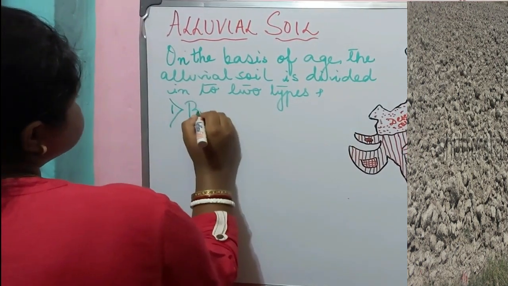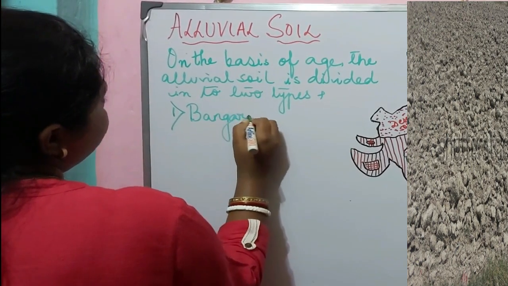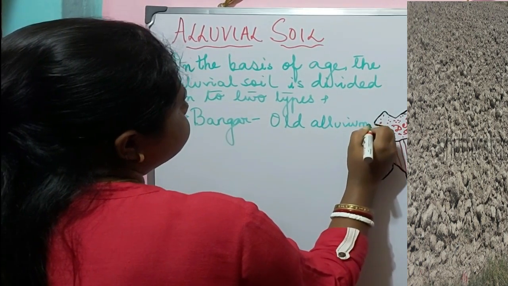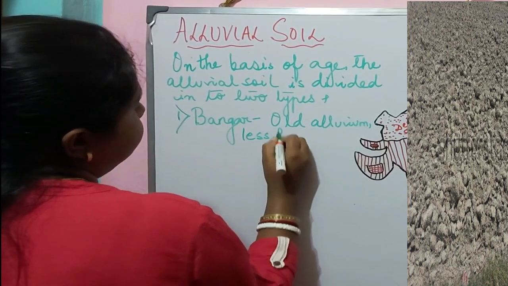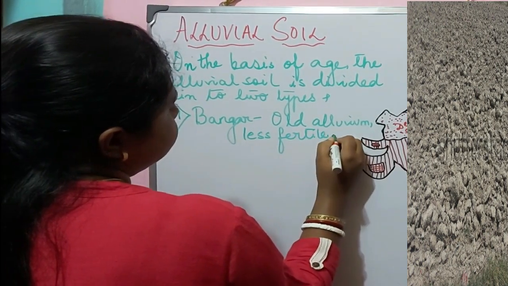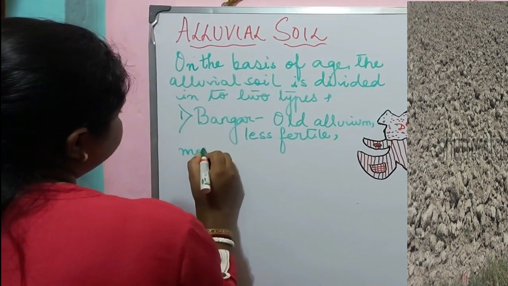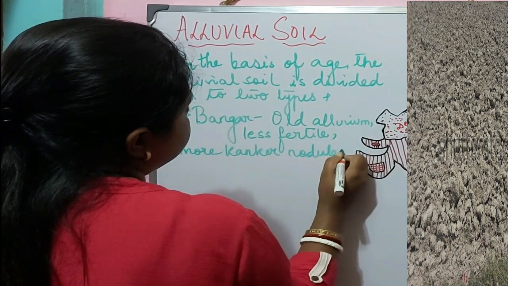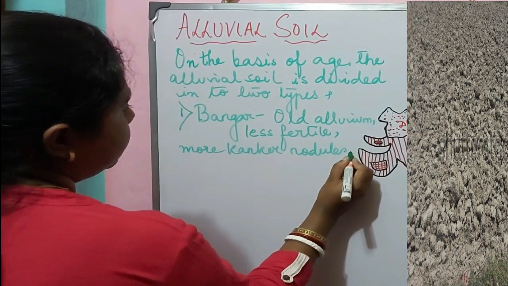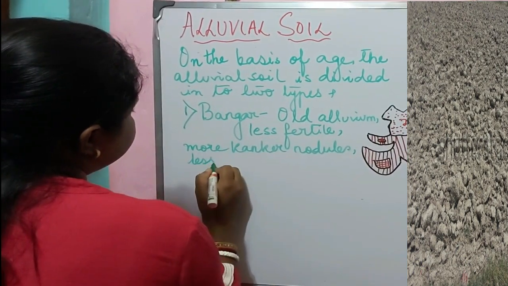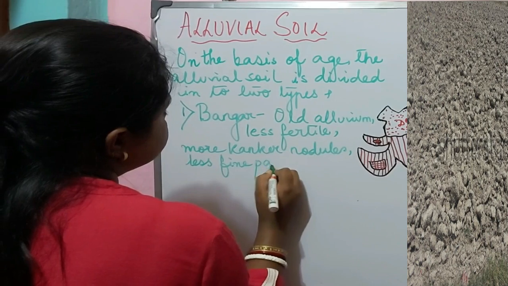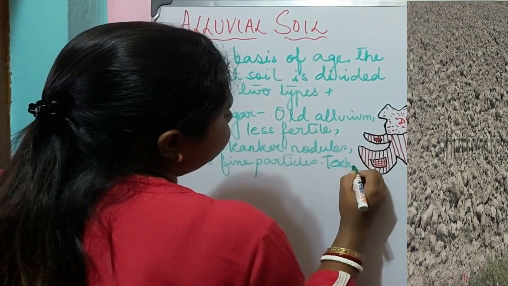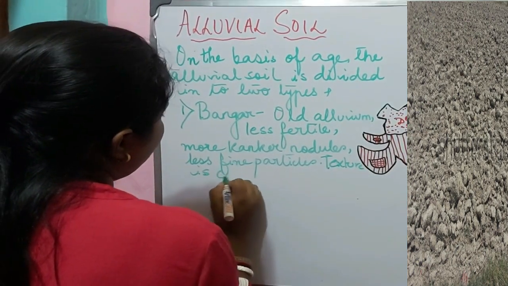Number one is the Bangar, which is the old alluvium. It is less fertile. It has more conker nodules. Means concentration of conker nodules is more in Bhangar. It has less fine particles. So we can say that what will be the texture of this soil? The texture is coarse.